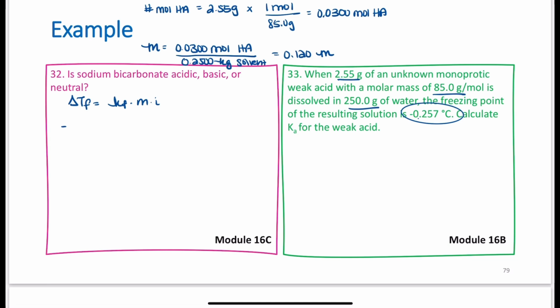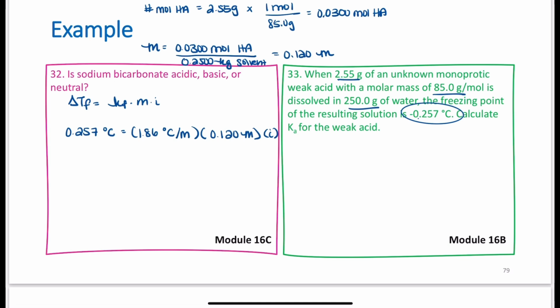I know that my delta T here is going to be negative 0.257 degrees C, or sorry, not negative, positive, because again, I'm looking for the change in temperature here, and I'm using water as my solvent. Water freezes at 0 degrees C, so my change in temperature is 0.257 degrees Celsius. Plus, I need it to be positive mathematically because I need to solve for an actual value here. Okay, I can't have a negative thing here. If you get confused, just take the absolute value. You need the delta T to be positive. You're using water, so your KF value is 1.86 degrees C per molal. I have the molality, 0.120 molal, so I must be solving for the I value here.